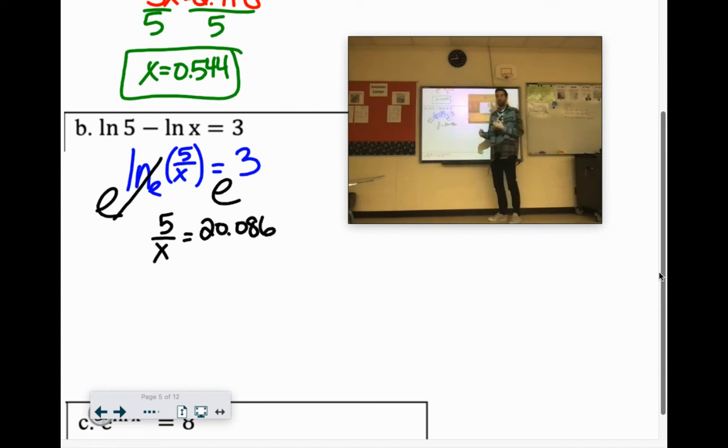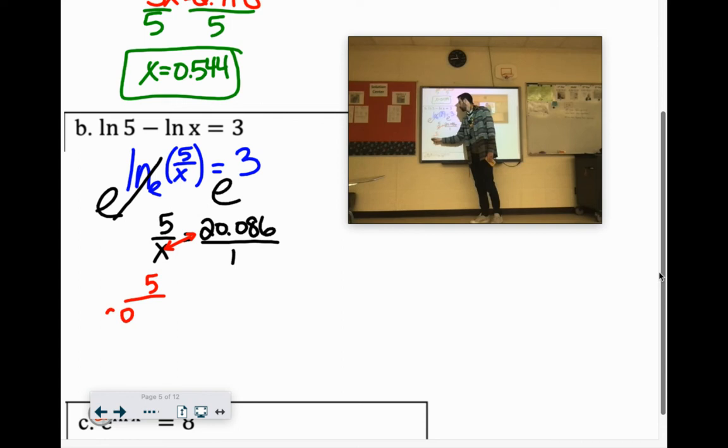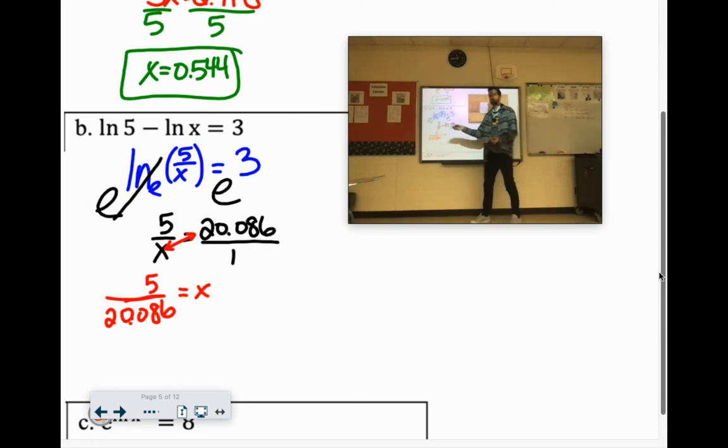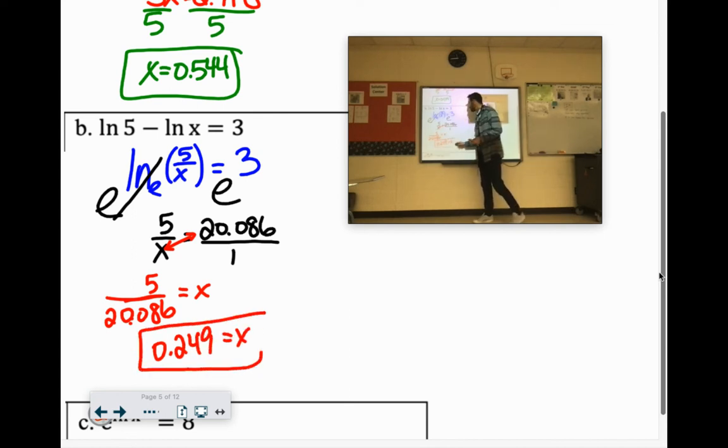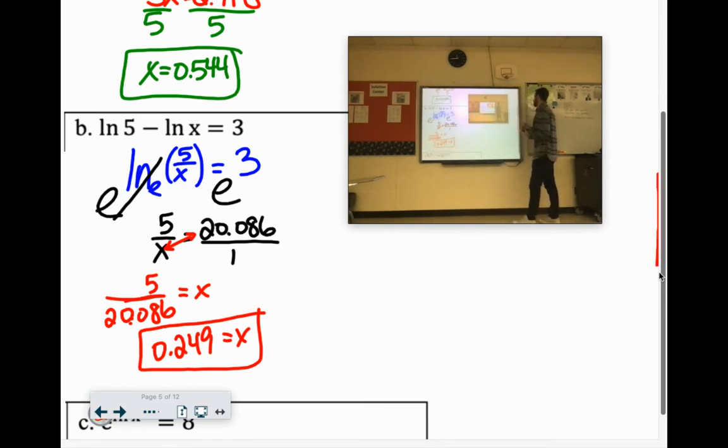Now, you could multiply both sides by x and then divide by 20.086, and that's great. Also, you can think of these things like a proportion, and you can always just exchange the cross products. So you can just switch the places of the x and the 20.086, making it 5 over 20.086 equals x, which is the same thing you would have gotten eventually the other way. I just wanted to show you something. 5 divided by 20.086 equals 0.249. 0.249 equals x. So same properties as the logarithms, except we're just bringing in this e.